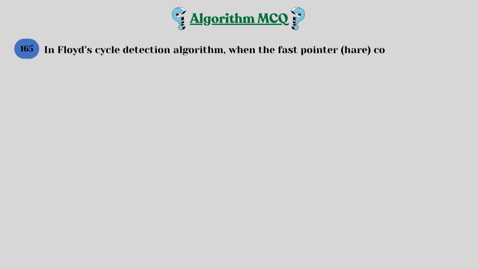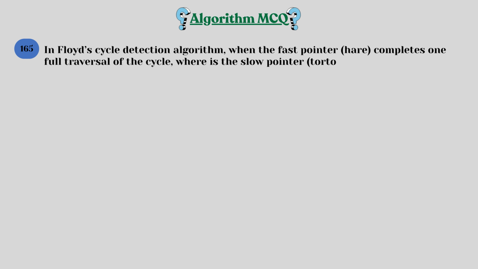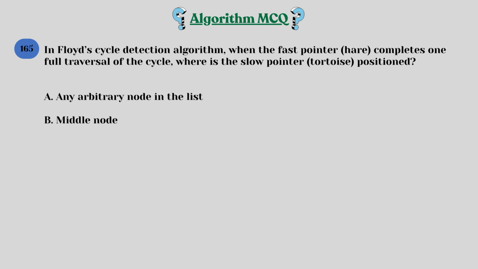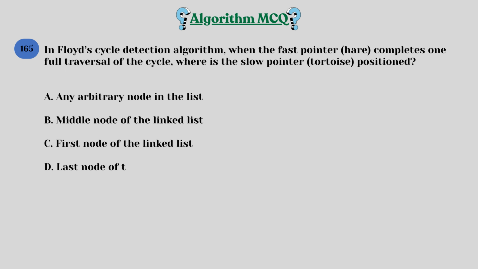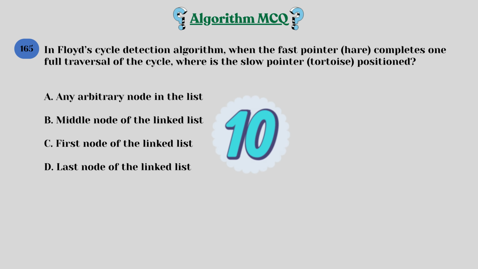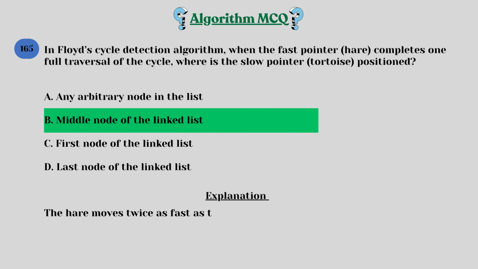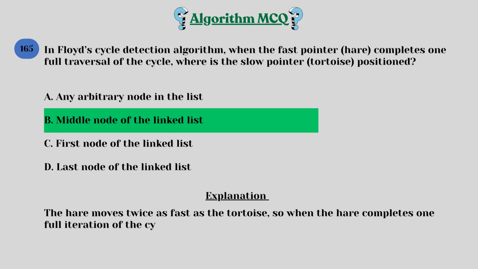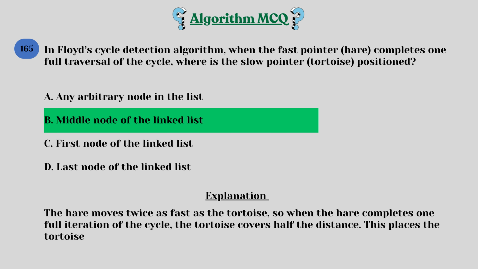In Floyd's cycle detection algorithm, when the fast pointer, hare, completes one full traversal of the cycle, where is the slow pointer, tortoise, positioned? Correct answer, middle node of the linked list. Explanation: the hare moves twice as fast as the tortoise, so when the hare completes one full iteration of the cycle, the tortoise covers half the distance. This places the tortoise approximately at the middle of the cycle.